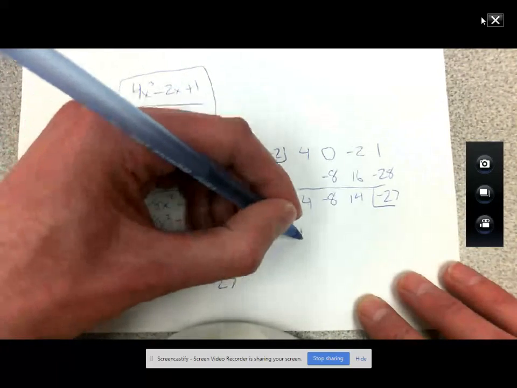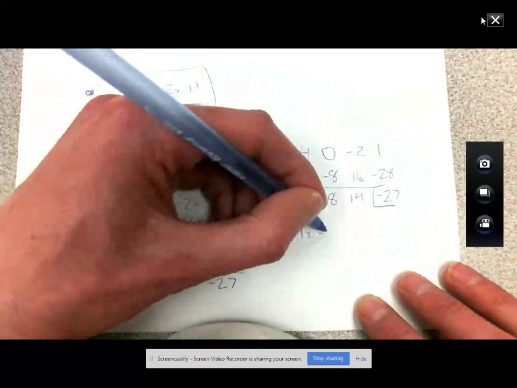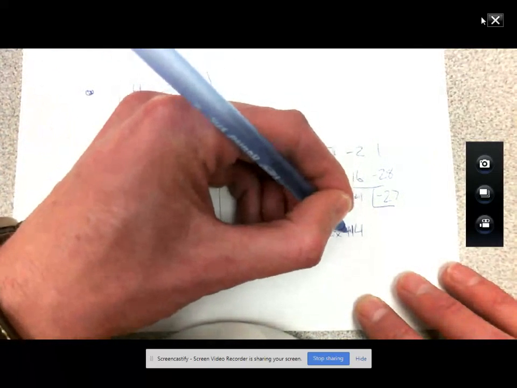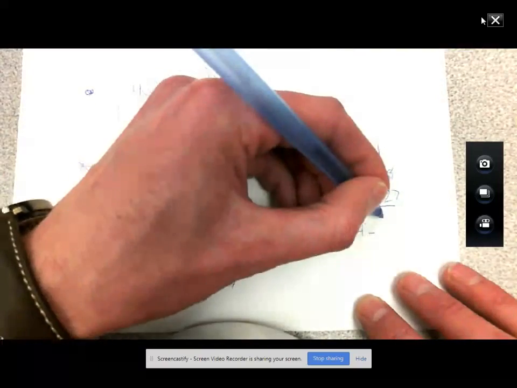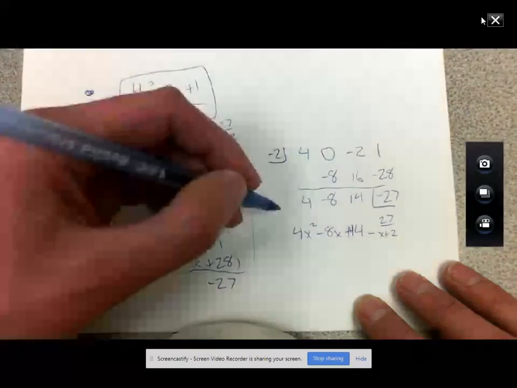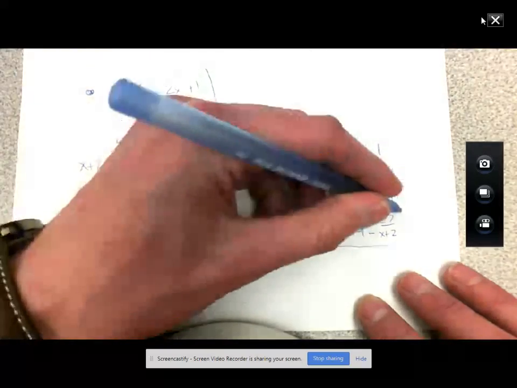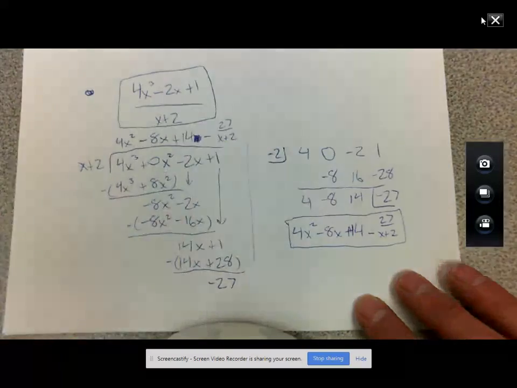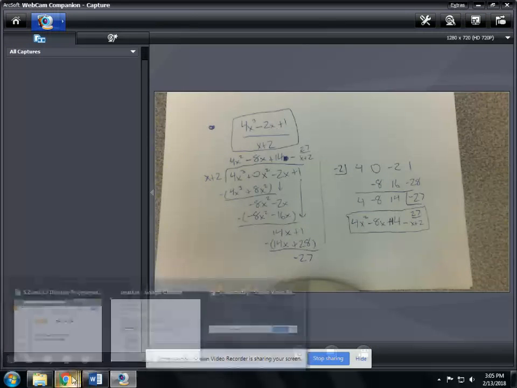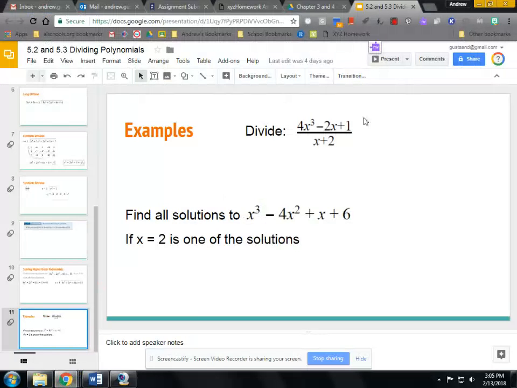So I would have 4x squared minus 8x plus 14, and the remainder of negative 27 over x plus 2. And that was the final solution when we divide using synthetic division. That should have been what we have right here. Yep, there it is.